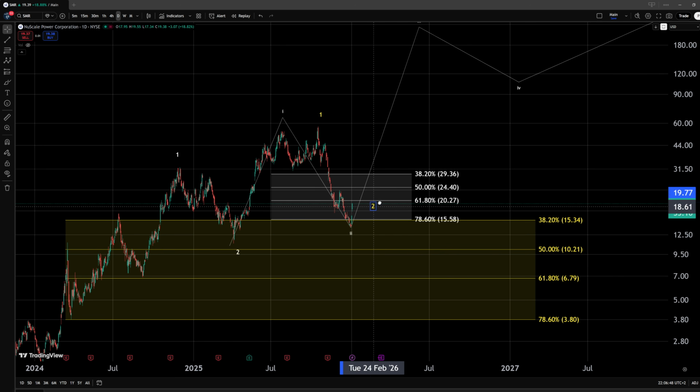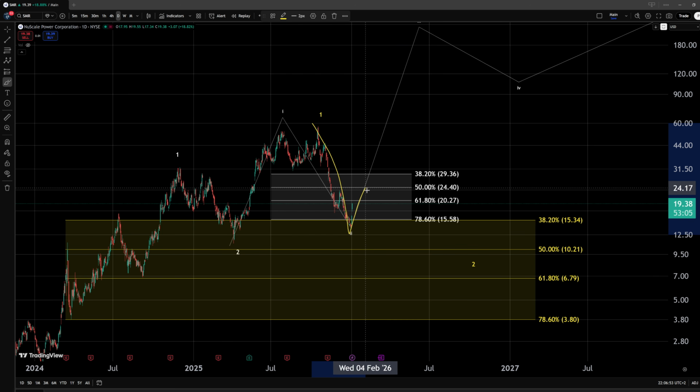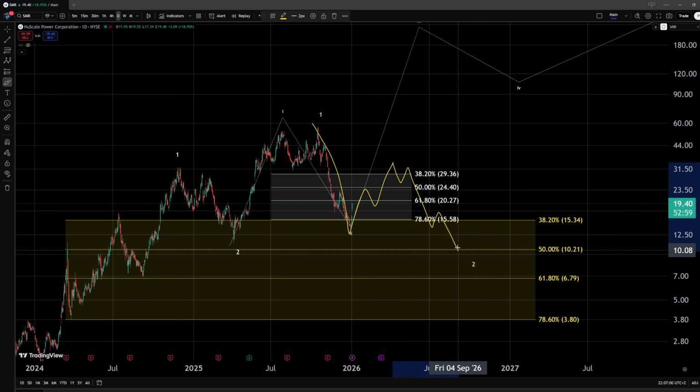And this already signals that we should expect, after this push to the downside is done, to have at least a relief rally. This is a high probability expectation, but we should expect another 5-wave move to the downside within this interpretation afterwards.